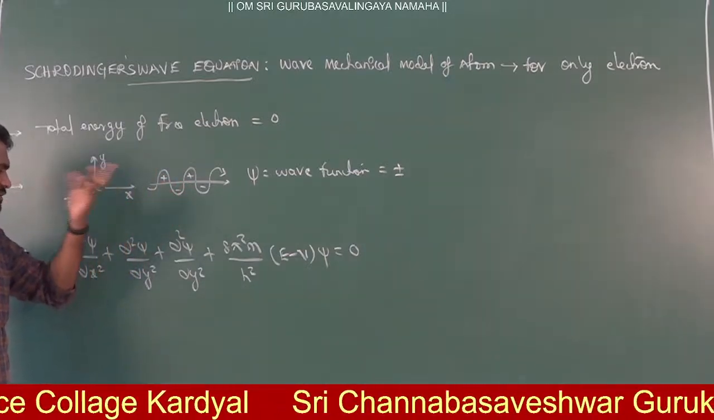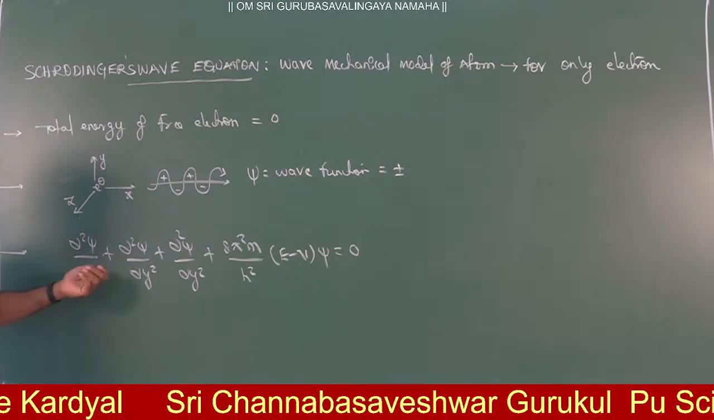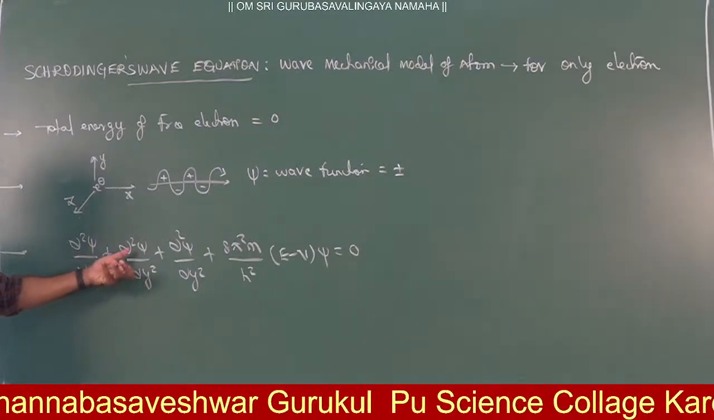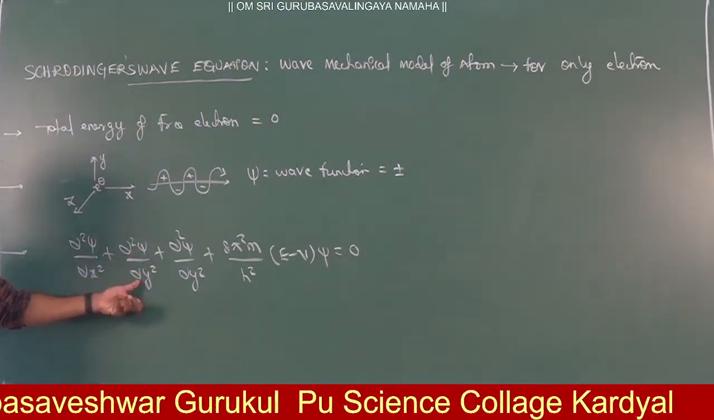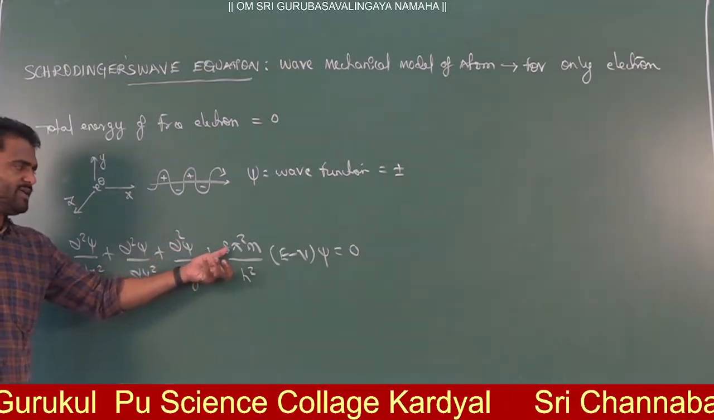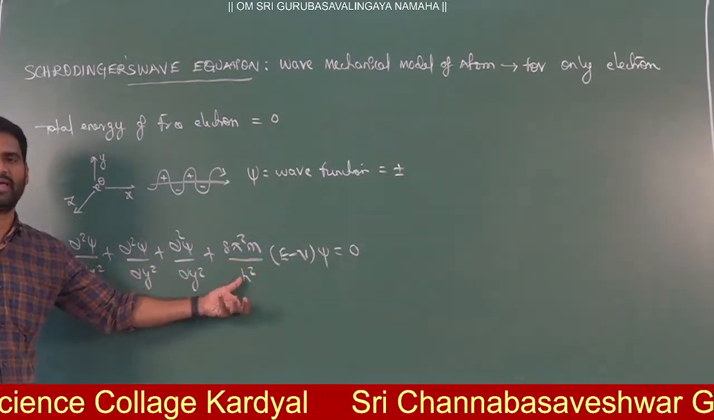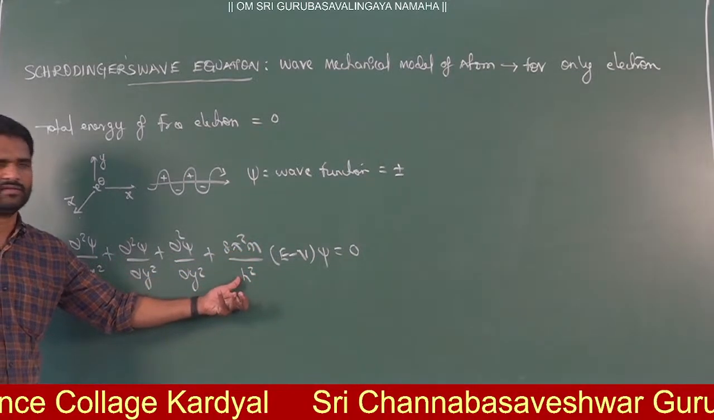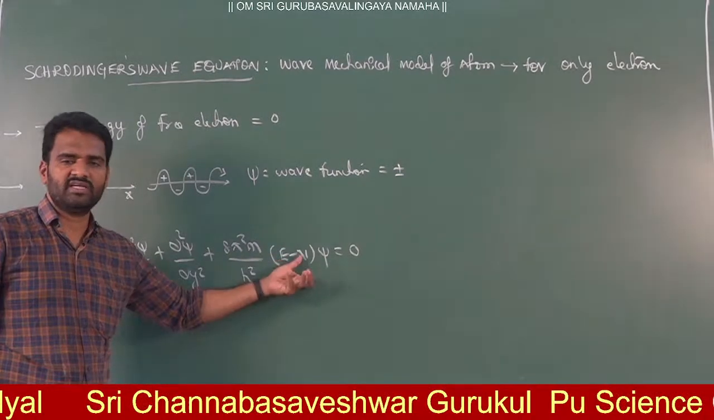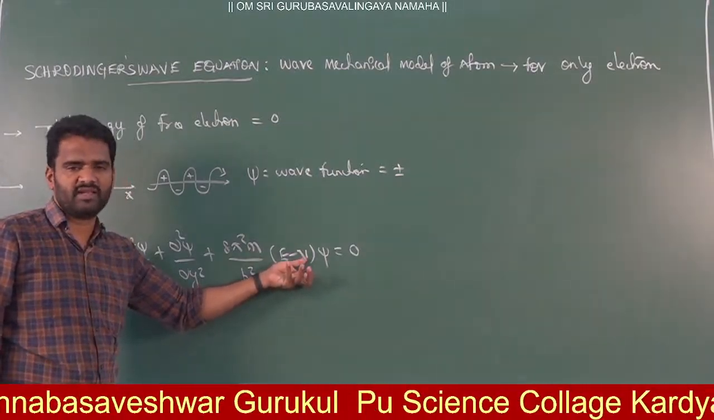Now, three-dimensionally he differentiated the electron energy, and the result was one equation: dou square psi by dou x square plus dou square psi by dou y square, this is along the y-axis, plus dou square psi by dou z square, plus 8 pi square m, m is the mass of the electron, by h square, h is the Planck constant, into E minus V, psi. E is the total energy, minus V, the potential energy.